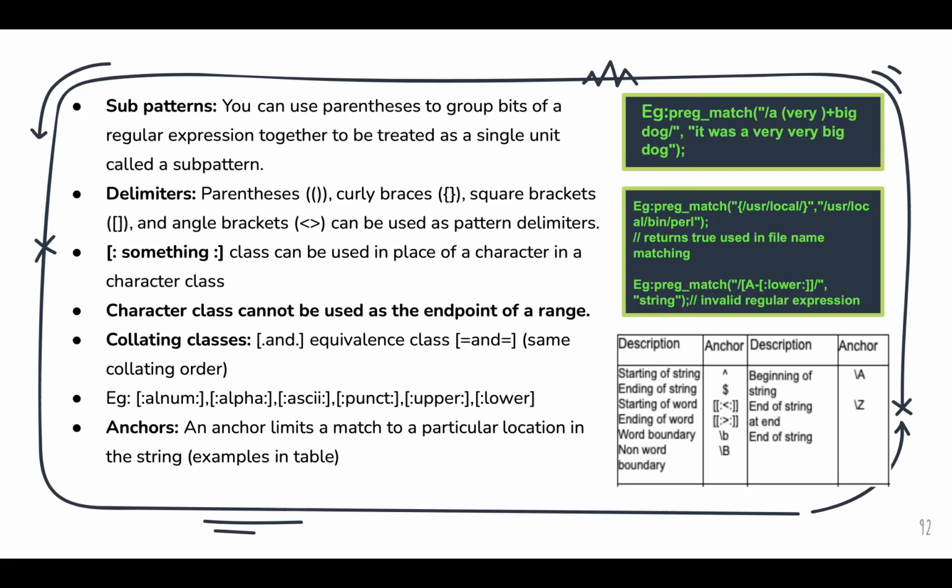More character class functions can be something like a colon followed by something and then another colon. We use this when we want to specify a specific alphanumeric, an ASCII character, punctuation, or an upper or lower case character. Anchors: an anchor limits a match to a particular location in the string, which is caret, dollar, and greater-than symbols between two semicolons, and the other examples given in the table.